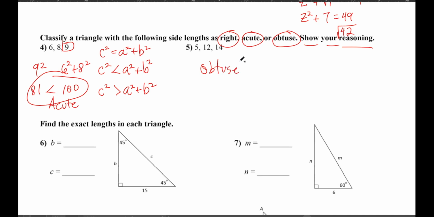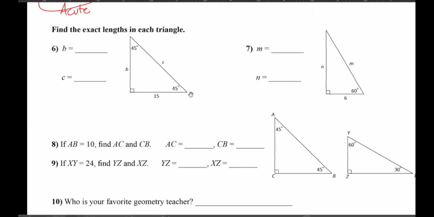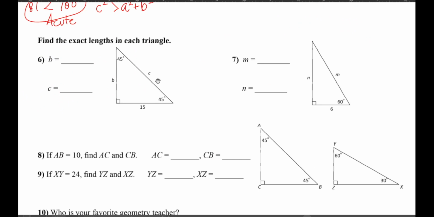All right, I don't know if we'll get done with this, but find the exact lengths. 45, 45, 90 triangle. So B, that's super easy. 15. Okay, it's the same. 45, 45, the 2 legs are the same. How do I find the hypotenuse without doing any math? That's it. It's just 15 times the square root of 2 for a 45, 45.